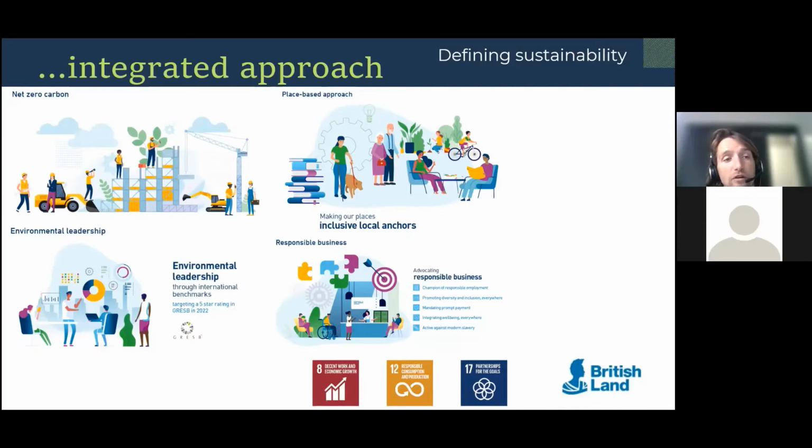They start off by saying, well, we want to be net zero carbon. We want to demonstrate environmental leadership, be a place-based approach, and advocate responsible business. Now that's one way of them defining that, and then under that sit 3 UN Sustainable Development Goals that they've publicly committed to achieving and focusing on. So all their work is underpinned by those 3 goals. All their sustainability objectives are.